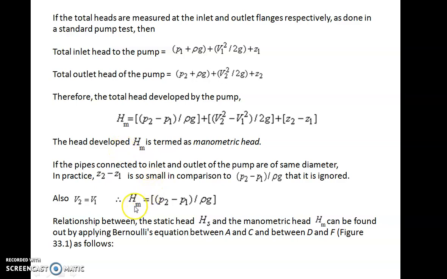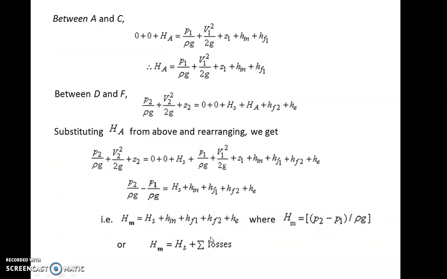HM is also called the manometric head, which is nothing but P2 minus P1 by rho g. So P2 minus P1 by rho g is the pressure difference to be developed to overcome the static head and the losses associated with it. Let us see in detail the expression for this P2 minus P1 upon rho g.